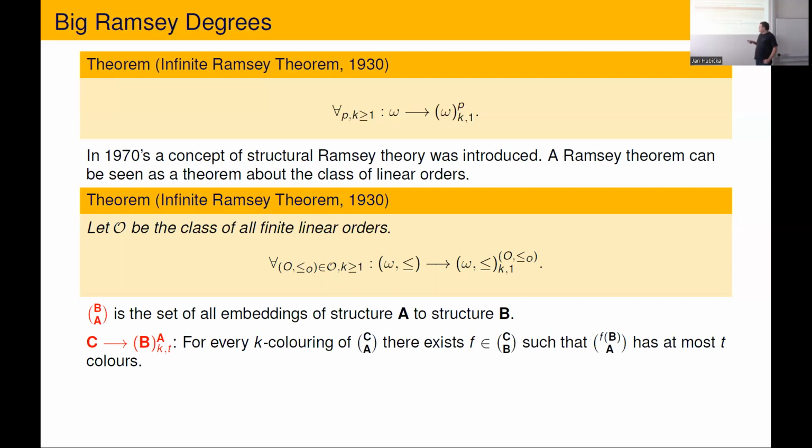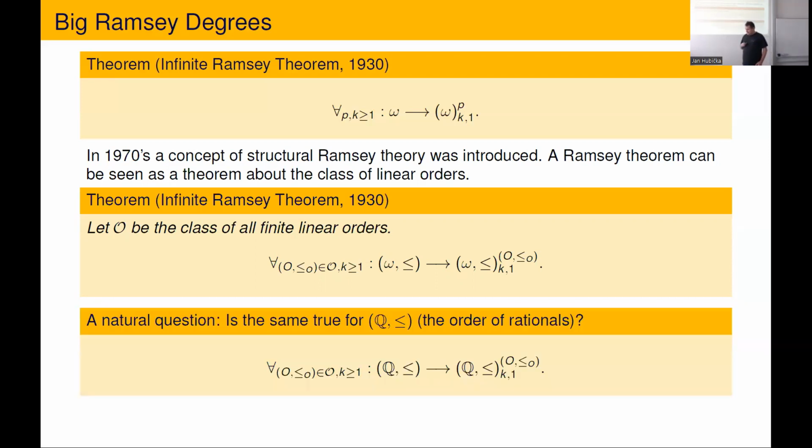And then the arrow notation has exactly the same meaning. So I'm coloring C choose A, so all copies of A inside of C, and I'm able to find a specific embedding of B such that on the B, all the copies are having at most T different colors. And for T is 1, it's monochromatic. So if you have this formulation, then the natural question is if the Ramsey theorem is also true for rationals.